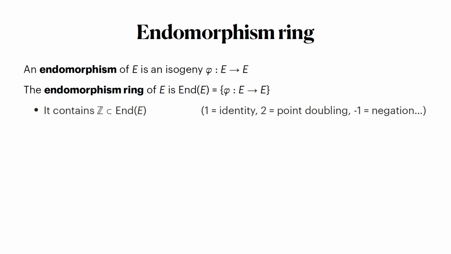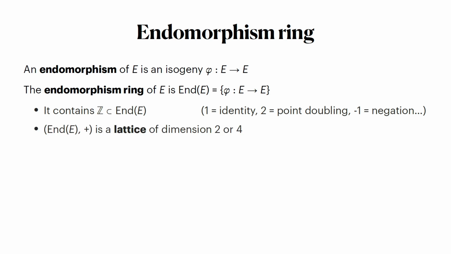It sends a point to itself. You have also point doubling or negation. These all correspond to multiplication by an integer. Identity is multiplication by 1, point doubling, multiplication by 2, etc. And this is really a ring embedding, and think of the integers as a subring of the endomorphism ring.